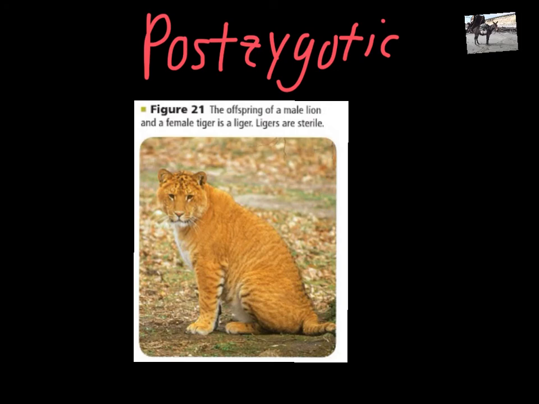We'll get into a few other types of isolation when we're talking about speciation. We'll get into allopatric speciation, which you probably talked about last year in environmental science. But for now, this ends what we were looking at with the different mechanisms for evolution.